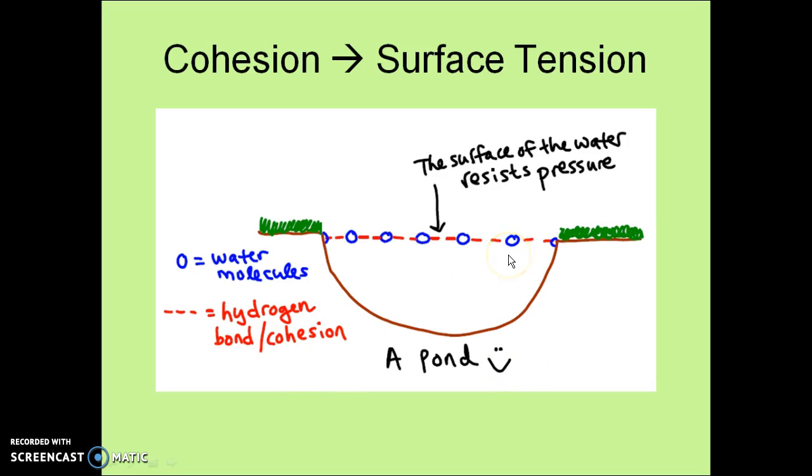And this is my lovely picture of surface tension. So we see our water molecules being held together by hydrogen bonds. That represents cohesion between the water molecules because they're attracted to each other. And cohesion causes a little film to form on the surface of this pond that resists changes in pressure.